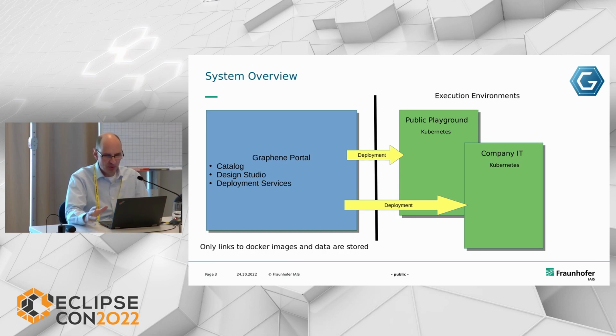On the left-hand side, we have the Graphene portal, which contains the catalog, the design studio, and the deployment services. And it is important that by design and intentionally, it never stores any big binary data. So we don't store any Docker images and we don't store any data sets. They are only referenced. That has important advantages when it comes to intellectual property, but also regarding security and keeping all the things up to date. So we leave it up to the module providers to keep them up to date and to host them.